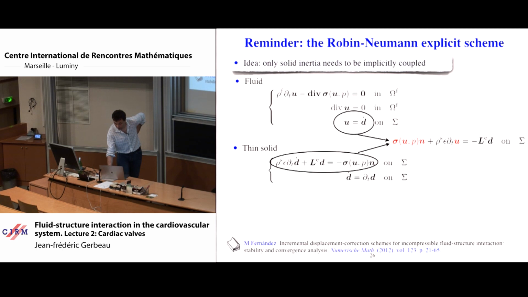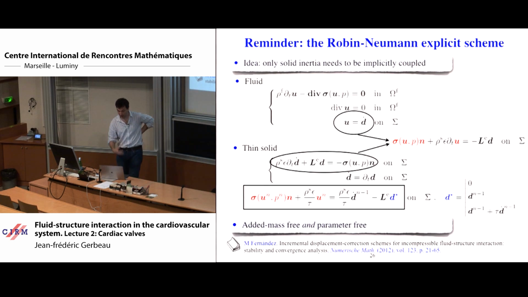Just a reminder about the last scheme I presented yesterday, the scheme by Miguel Fernandez called the Robin-Neumann scheme, adapted to thin structures, which is exactly our case here. The idea was to combine the equation of the solid and the continuity of the velocity in order to reformulate them as a Robin boundary condition for the fluid. This was the idea I presented yesterday. So we will reformulate this idea in the formulation with the Lagrange multiplier.